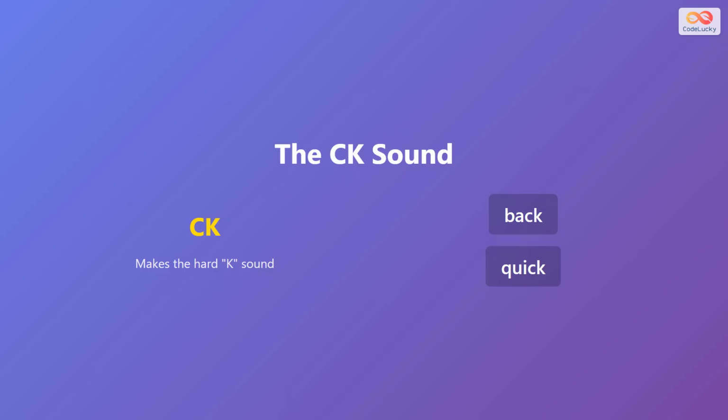Let's start with CK. The letters C and K together make one sound, the hard K sound, like in the word back. When you see CK at the end of a word, remember it makes just one K sound, not two separate sounds. Listen carefully, back, back. The CK combination is very common in English words.